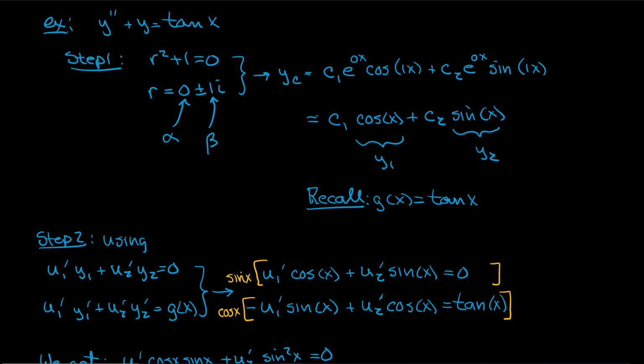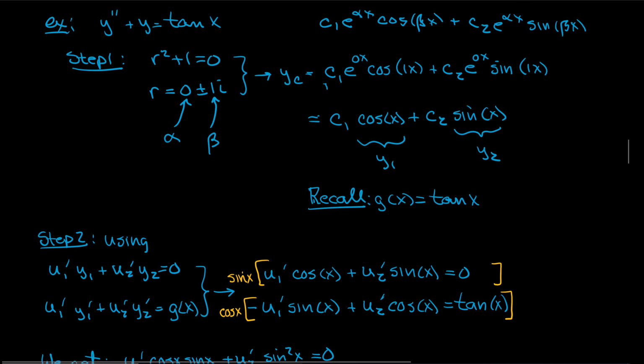Our complementary solution is defined as C1 e to the alpha x cosine of beta x. This should look familiar to you from previous sections. Plus the C2 e to the alpha x sine of beta x. And all I'm going to do is substitute in 0 for alpha. Oh, that's kind of nice, because when I substitute in 0, I get e to the 0. Remember, e to the 0 or anything to the 0 is just 1.